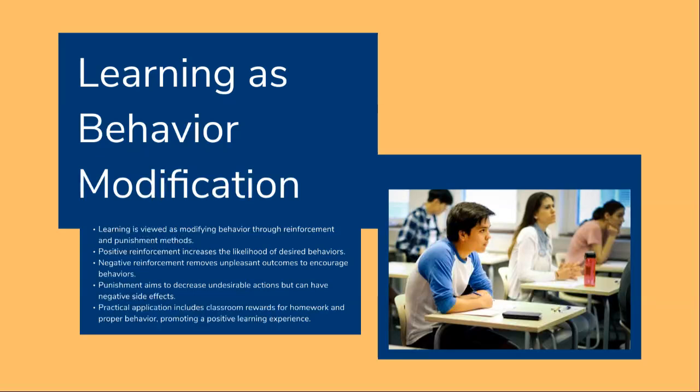Learning as behavior modification. Learning is viewed as modifying behavior through reinforcement and punishment methods. Positive reinforcement increases the likelihood of desired behaviors. Negative reinforcement removes unpleasant outcomes to encourage behaviors. Punishment aims to decrease undesirable actions but can have negative side effects. Practical applications include classroom rewards for homework and proper behavior, promoting a positive learning experience.